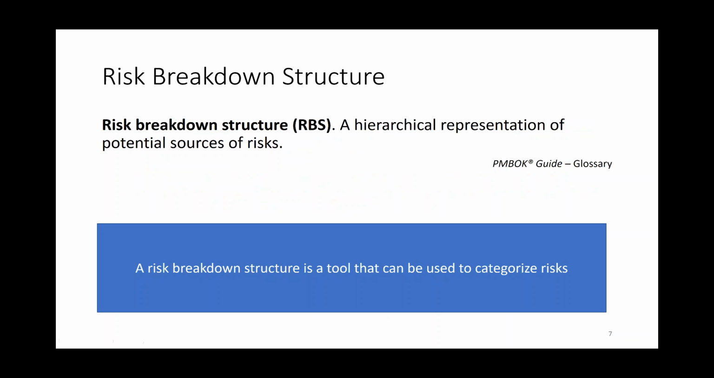Okay. So let's talk about these risk categories. A risk breakdown structure, the definition is it's a hierarchical representation of potential sources of risks. So you might say technical is one area, like if you were working on an IT project, technical risks is one area, but that's a huge bucket. So it's not really useful to say, oh, well, I've got like 50 technical risks. Well, let's break it down into smaller, more bite-sized chunks.